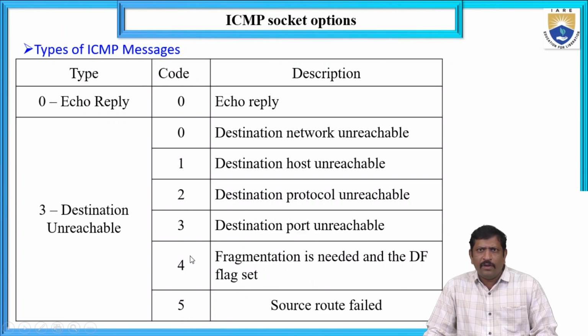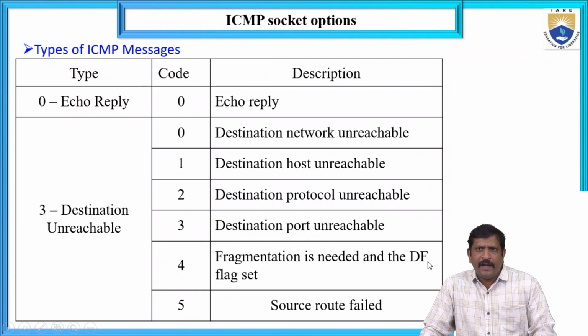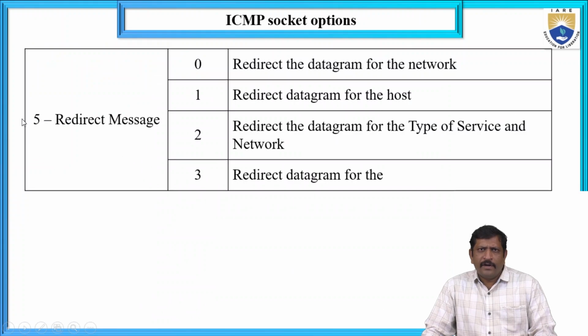And code 4 here, fragmentation is needed and the DF flag will be set. Code 5 indicates the source route has failed. And type 5 indicates the redirected message.